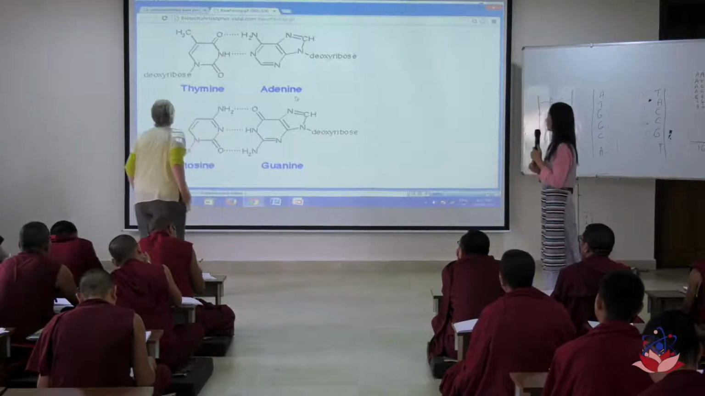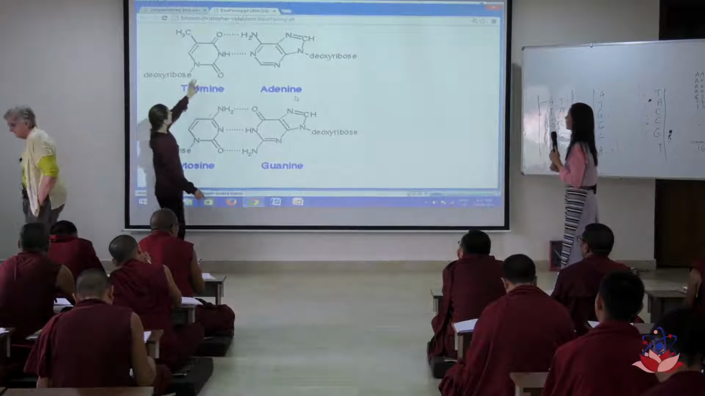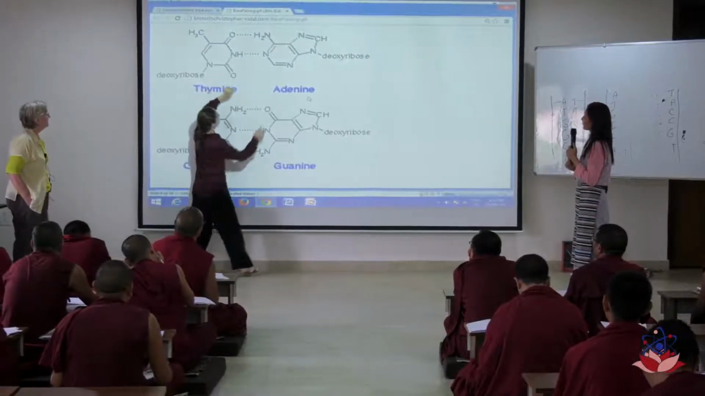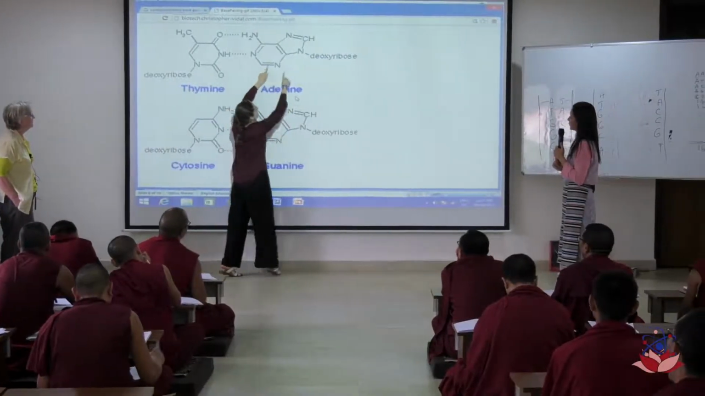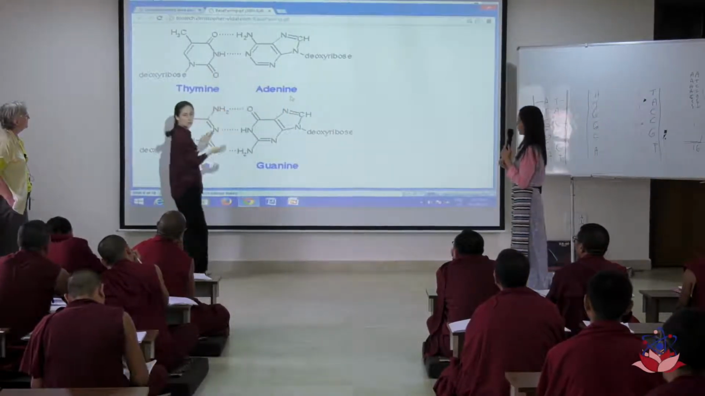Oh, here we go. Why don't you explain it? So the reason why A and T go together is because you see how some of the bases have two rings. They're bigger and some just have one ring, so they're smaller.